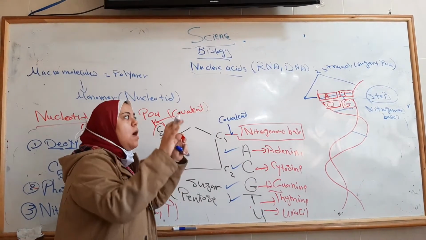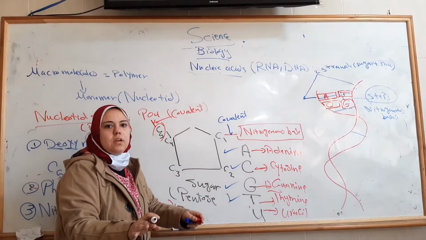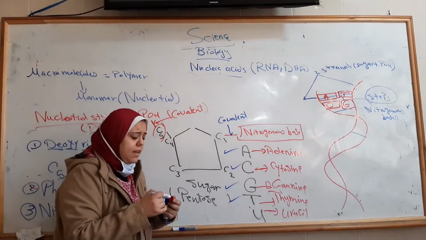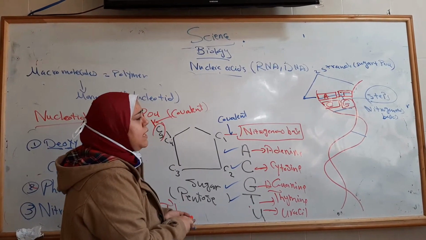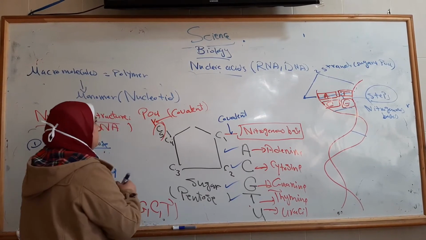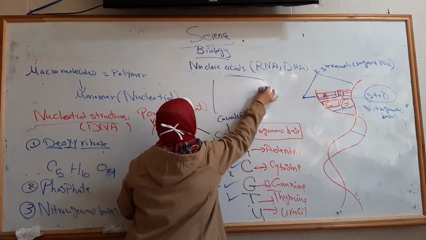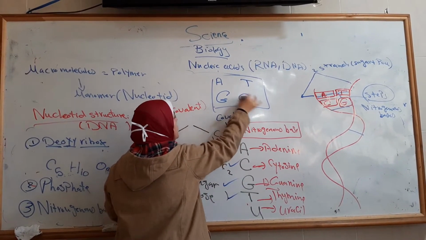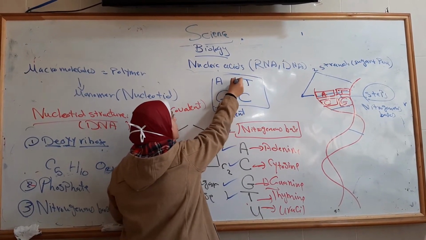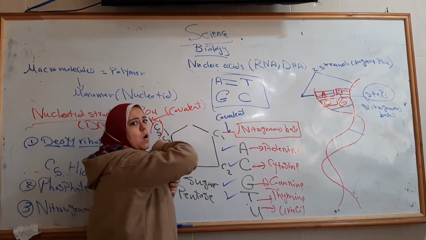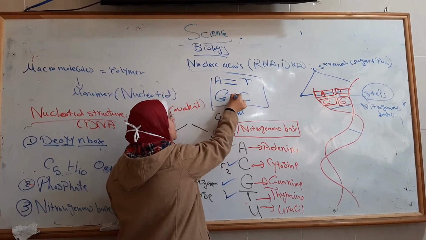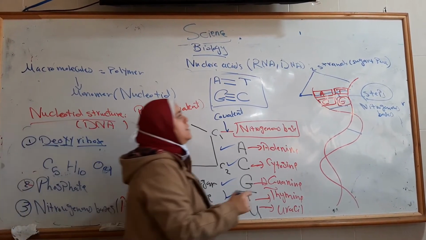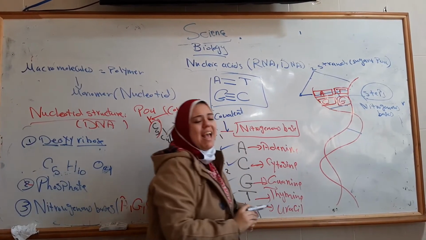So we have here bonds that must be formed. Adenine must bind with thymine, and cytosine must bind with guanine. Okay, look here: adenine with thymine by a double covalent bond, guanine with cytosine by a triple covalent bond. These are the bonds between the 2 sides, the 2 strands of the DNA.